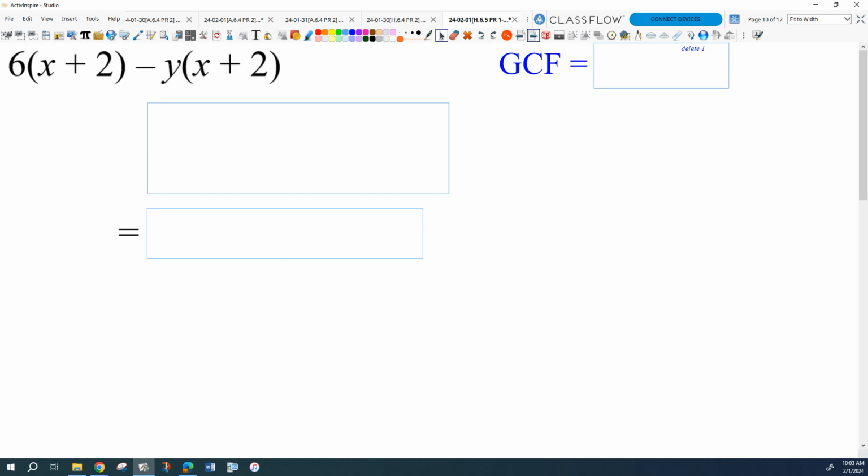Before we jump into this, how many terms are represented in that expression? 3. No. 2. How come?